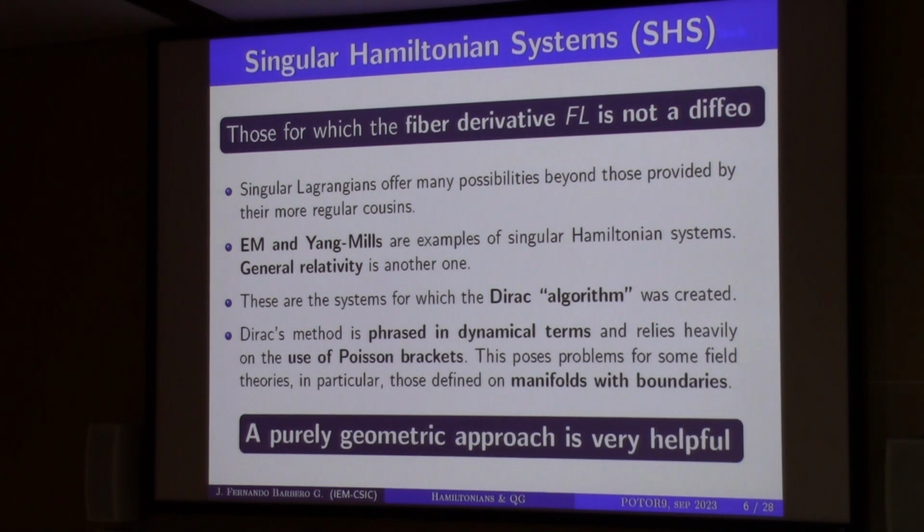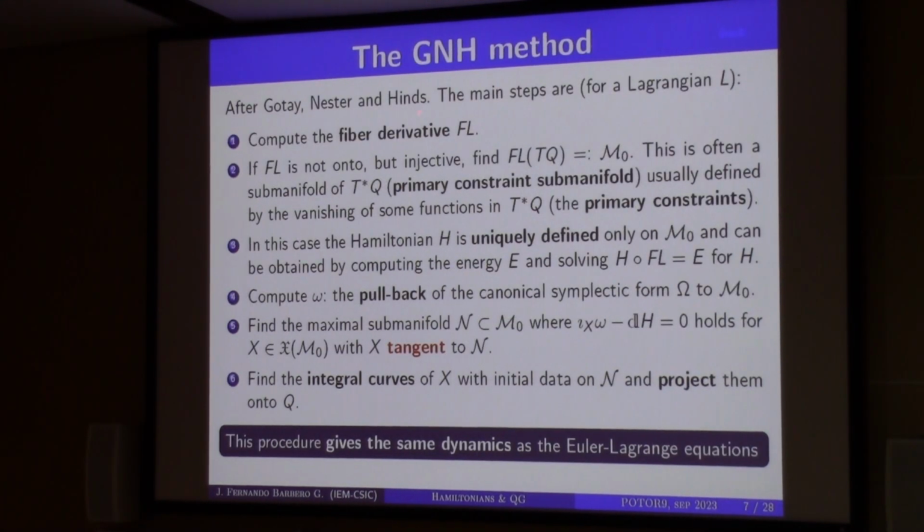So my claim here is that the best way to deal with these things is to use a purely geometric approach. Of course, this is an old idea. I have not invented this. This actually comes from the late 70s, and the method that we have found is much better in many instances to deal with these systems is what we call the GNH method after Gotay, Nester, and Hinds. And I will just tell you what the main steps of this method are, and we'll try to justify almost pictorially how this works, and then I will show you applications of this. So, the steps are the following.